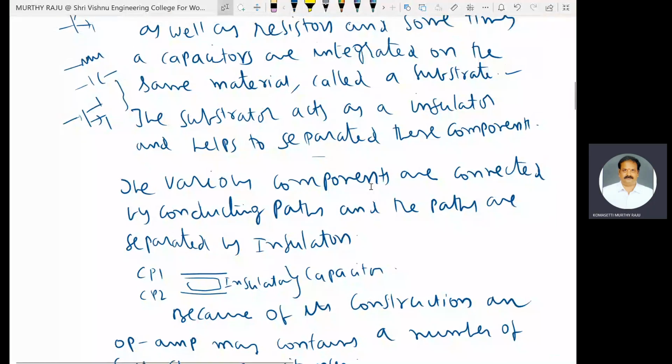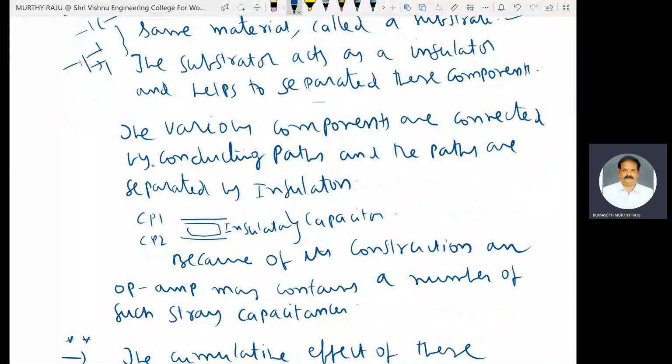The various components are connected by conducting paths, which are used to connect the various components integrated on the op-amp integrated circuit, and the paths are separated by insulator. CP1 is one conducting path, CP2 is another conducting path. These two conducting paths separated by insulator produce a capacitor. Because of its construction, an op-amp may contain a number of such stray capacitances.